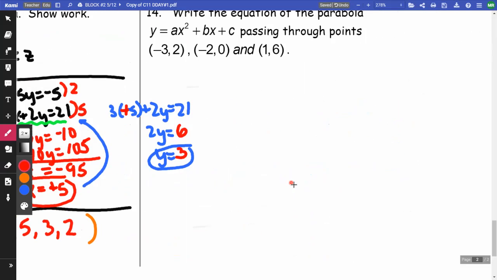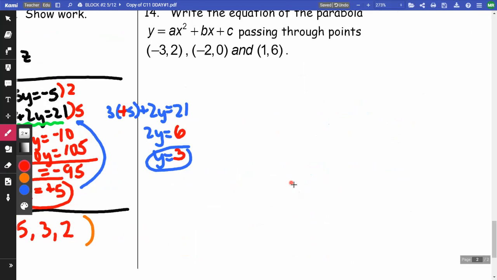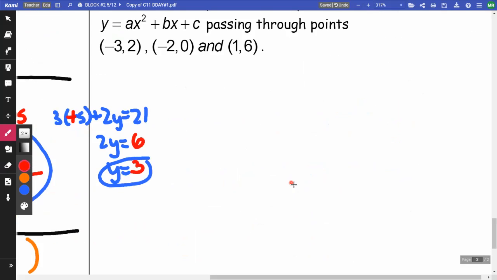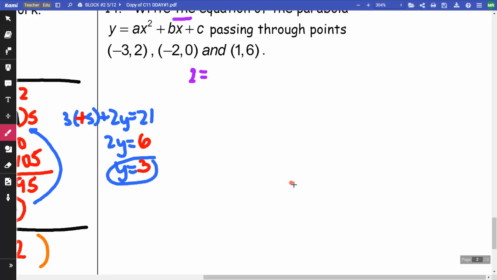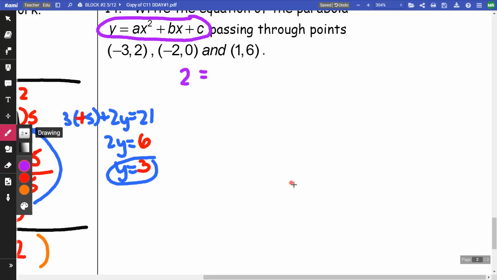So on 14, I'm going to write the equations for each of these. Let's say my first equation, I am going to write it 2 is equal to, and again, we're plugging it into this equation right here. So when I put in my -3 for my x's, I'm going to get 2. That's a 2. Let me make sure my 2 looks like a 2 so that I don't mistake it for something else halfway through. Okay, that's a 2. And so it's going to be 9a minus 3b plus c.